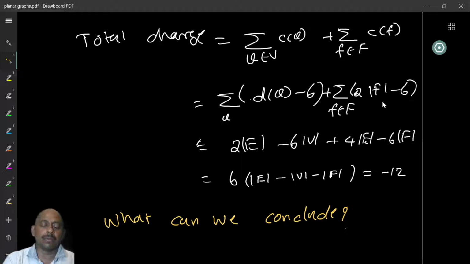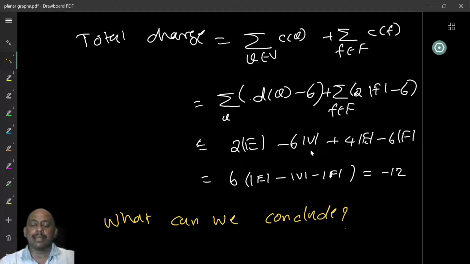But now, what is summation over all the vertices degree of V? This was one of the earlier results that we studied in graph theory. This is the sum of the degrees is twice the number of edges. So therefore, the first term will give you twice the number of edges, 2e. Now, we are subtracting 6 as a constant for every vertex. So there are exactly cardinality V many vertices. So therefore, minus 6V.